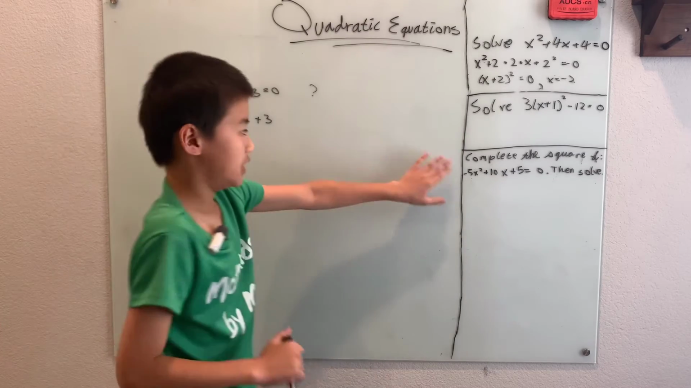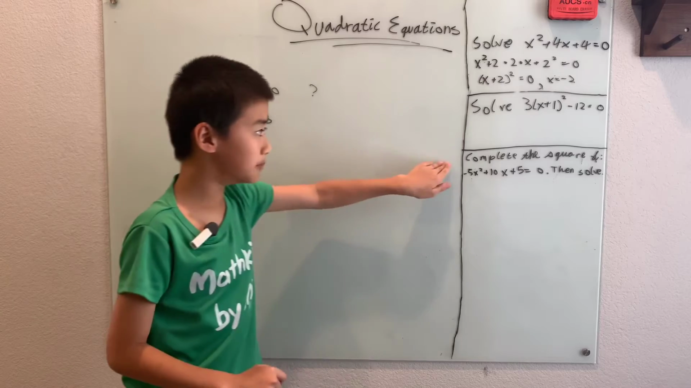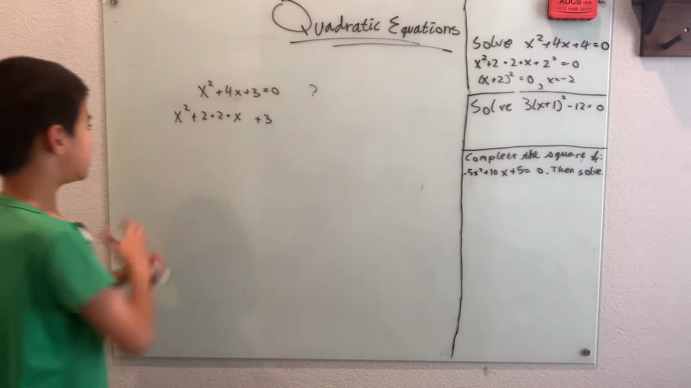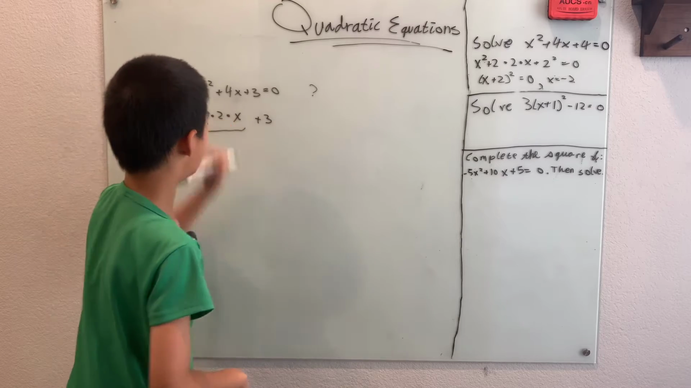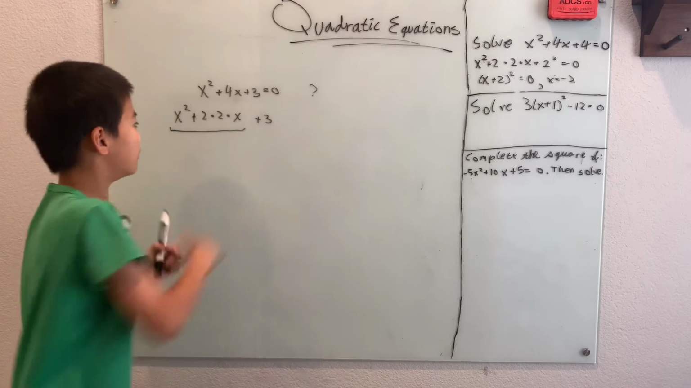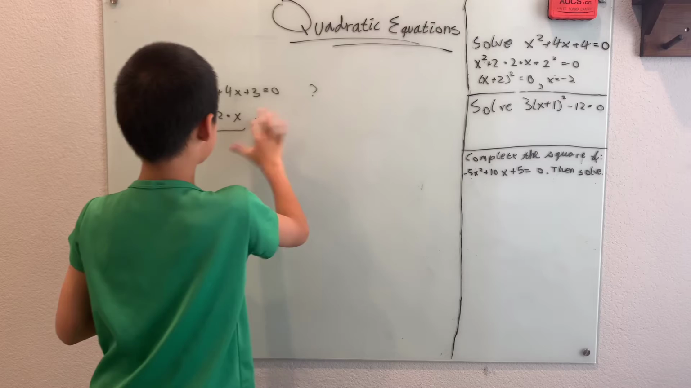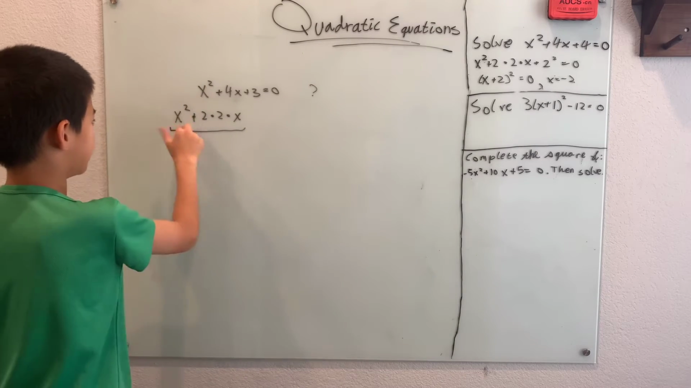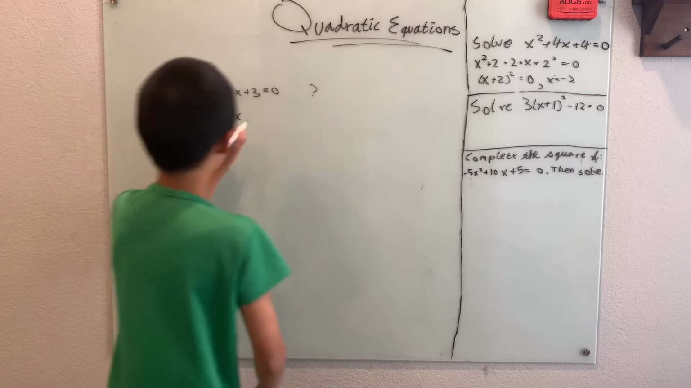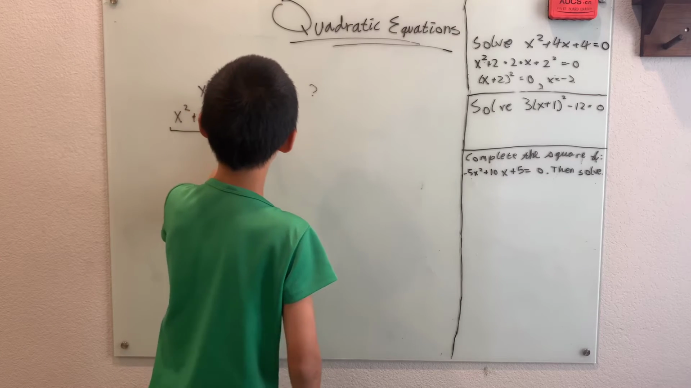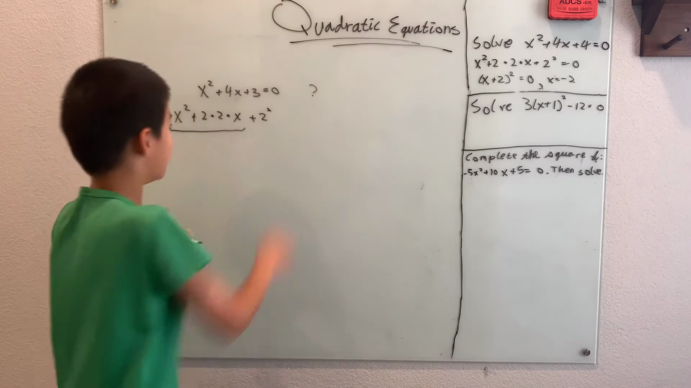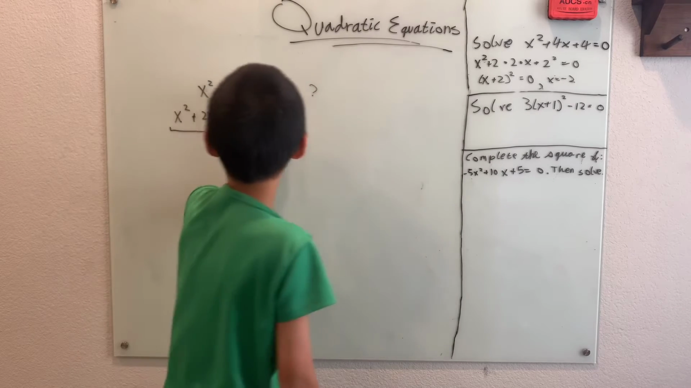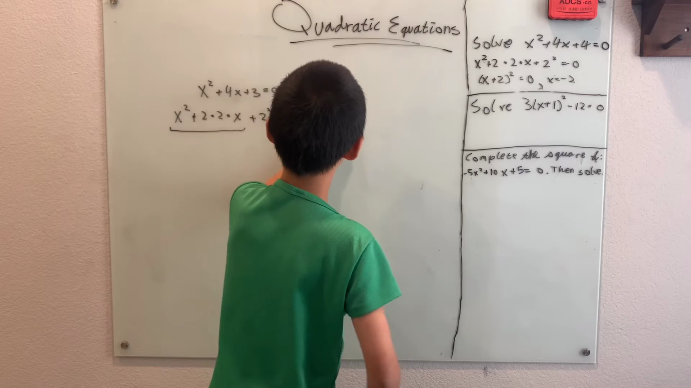Well, this method is called completing the square. Basically, all that says is that we have part of a square. You can't do anything with part of a square, so we complete that square. If we have x squared plus 2 times x, then we can just add on 2 squared. But of course, you can't play favorites. If you add on 2 squared, you have to subtract off 2 squared too. And we still have the plus 3 equals 0.